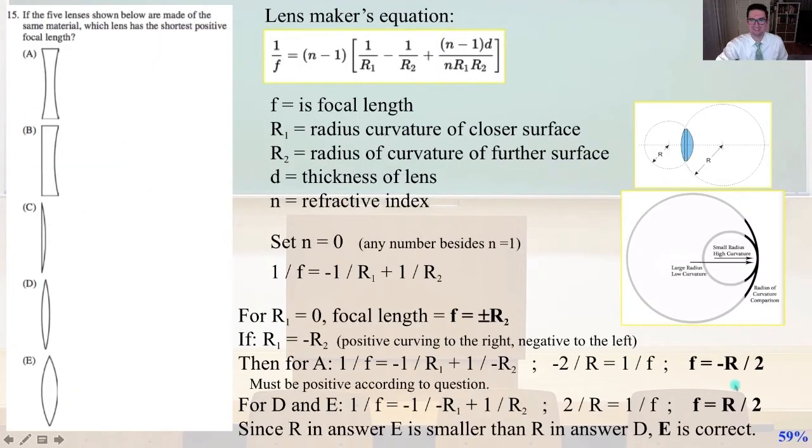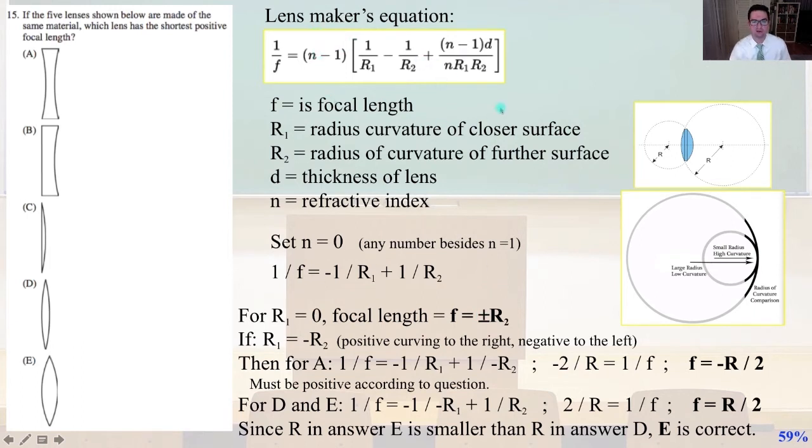Number 15. This is a fun one. This is the lens maker's equation. If the 5 lenses shown below are made of the same material, which lens has the shortest possible focal length? So the lens maker equation is above right here.